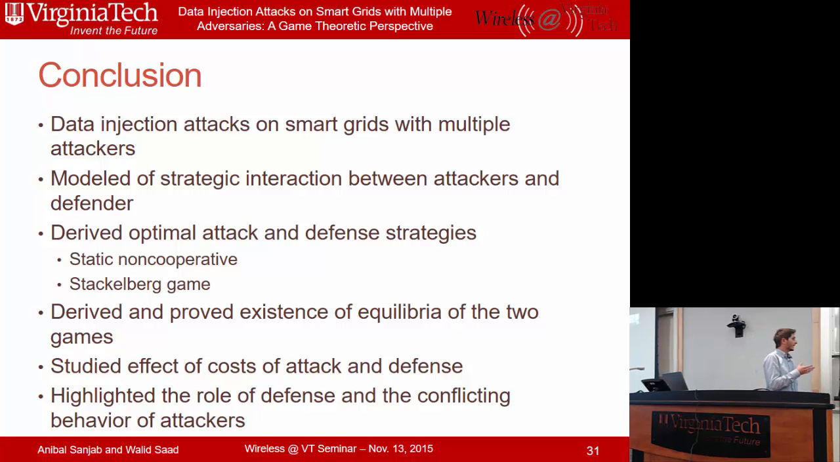And then at the end, we have highlighted the role of defense. We saw that by defending a really small portion of vulnerable measurements in the system, that has a very high impact on securing our network. And we have also seen the conflicting behavior of the attackers themselves, that they can carry out attacks that can affect each other negatively.